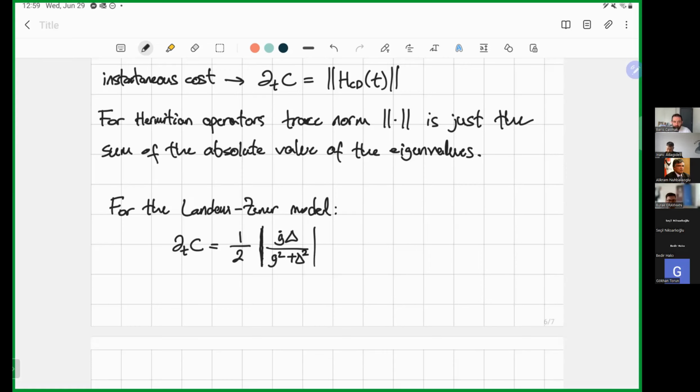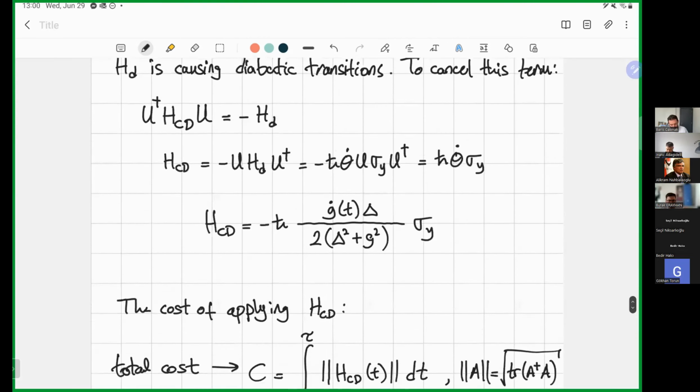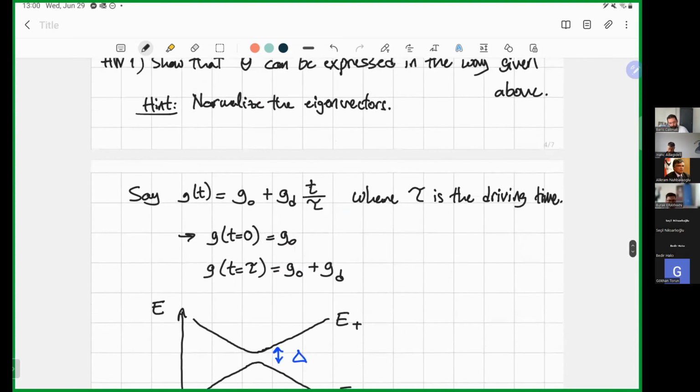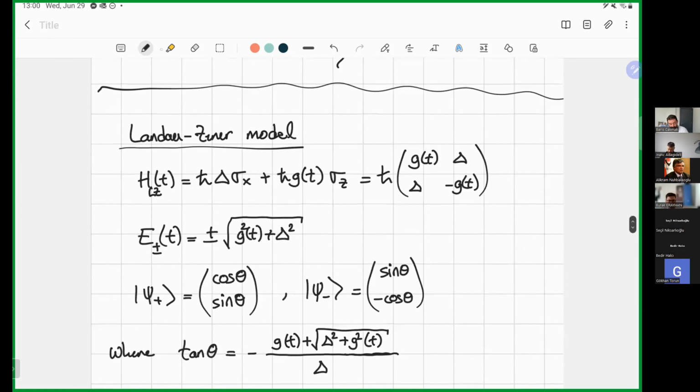Now, maybe what I can do is show you how this scales. G of T is a time-dependent function that we use to change this term in the Hamiltonian, which basically controls the energy gap between the eigenvalues.